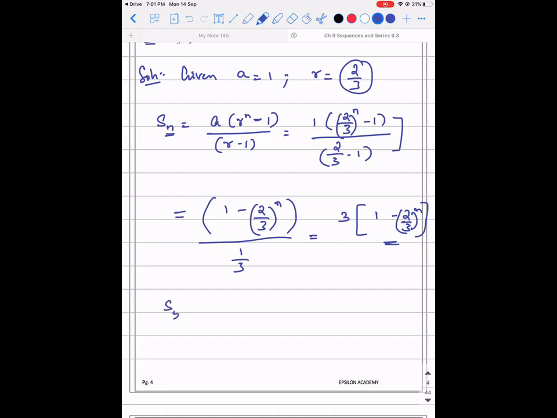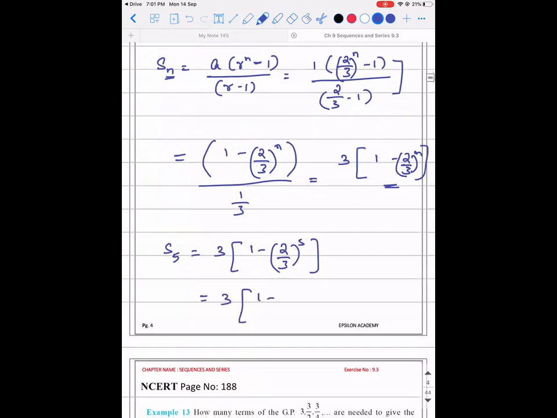So what are they asking? S5 is equal to what? S5 means 3 into 1 minus 2 by 3 raised to the power 5. So tell me, 3 into 1 minus, how much? 2 power 5 is 32. What is 3 power 5? 243. Yeah? So take LCM and then solve. 243 minus 32, the whole divided by 243. This will go 81 times. So 243 minus 32 is how much? 211. So 211 divided by 81.